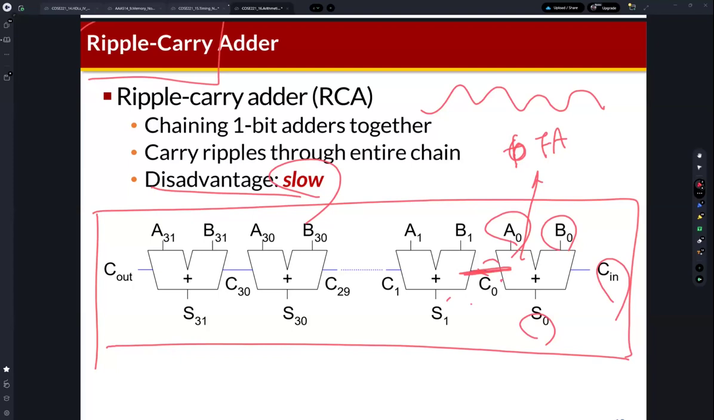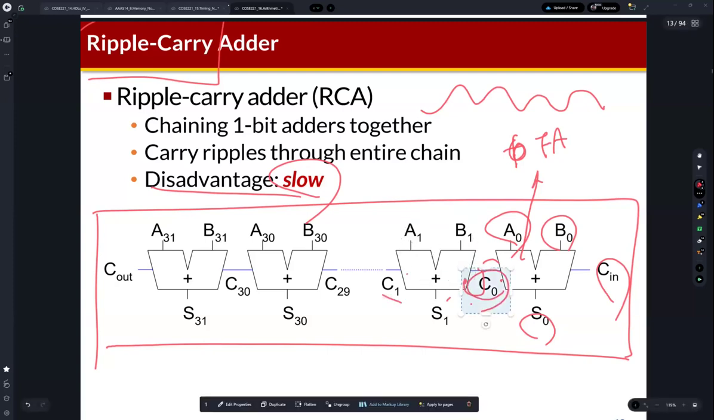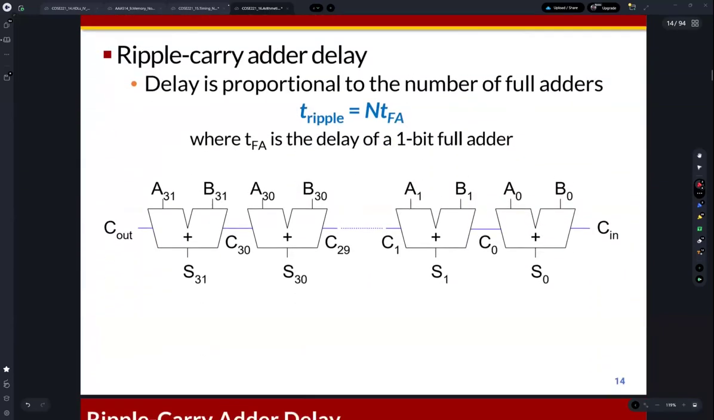The carry needs to be generated here, and then this carry is delivered to the next digit, and using this carry, the next one is generated, and then the carry is also generated, and then it's propagated. So carry is the critical path of multi-bit addition. Okay, so that's why it's slow.